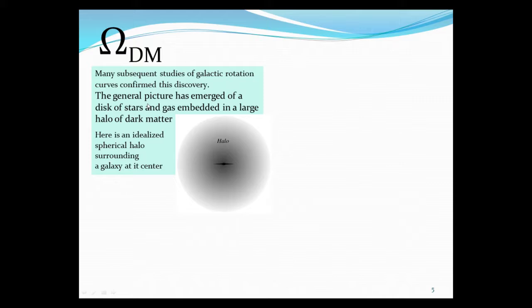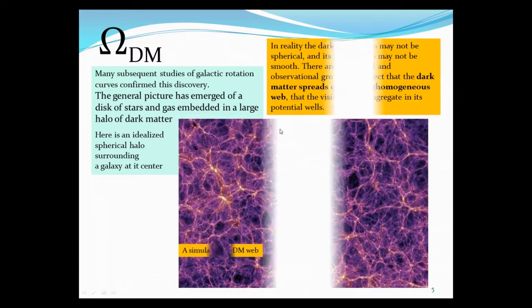And a general picture emerged: you have a distant star, here on a side view of a galaxy, with stars and gas in the galaxy, but it is surrounded by a big halo. Okay, the halo is mostly dark matter. Of course this is an idealized picture, where you have a disk of baryonic matter embedded in a halo of dark matter.